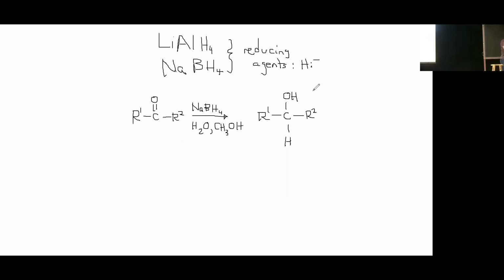This will be either a secondary alcohol if we started with a ketone, or a primary alcohol if we started with an aldehyde. And then the hydrogen here, that comes from the sodium borohydride. The hydrogen in the OH will come from the solvent, the water and the methanol. But this H here comes from the hydride ion. And you're not responsible for the mechanism, but that is where it comes from.